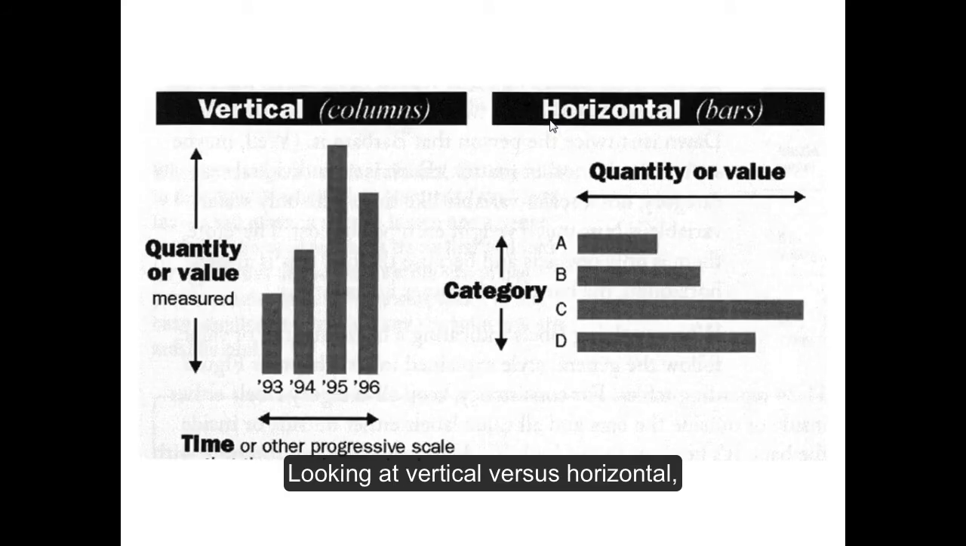Looking at vertical versus horizontal, which way should we go? When you're looking at vertical, basically the time or the progressive scale goes on the bottom. This is the independent item, and then the quantity or the value that's measured is on the vertical, and this is the dependent. This is what you're measuring. So that is the orientation for vertical.